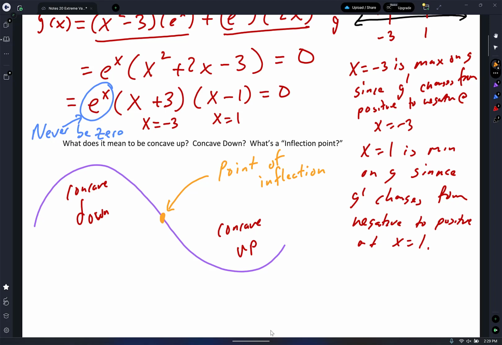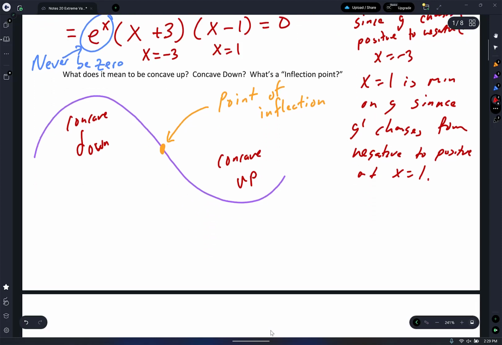All it means to have a point of inflection is where concavity changes. That's all it means. Cool or not cool? Nothing crazy, right? Okay. Nothing crazy, guys. We haven't done anything crazy. All right, let's go to the next page.